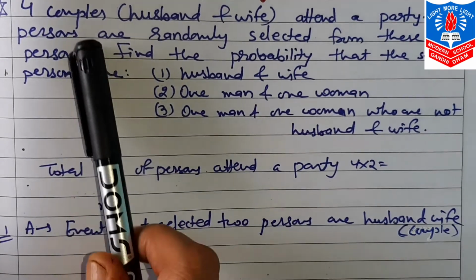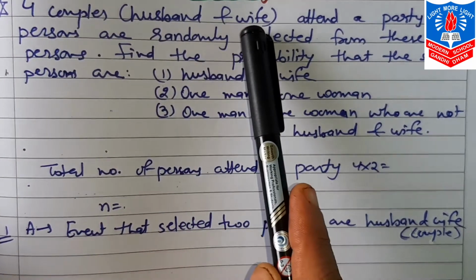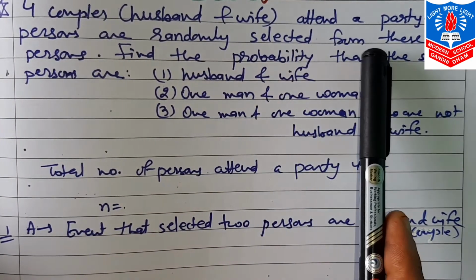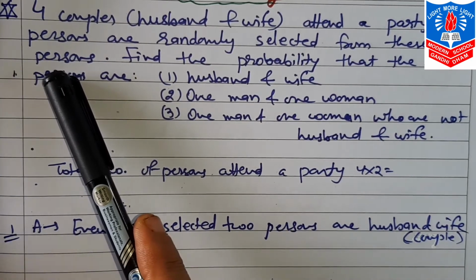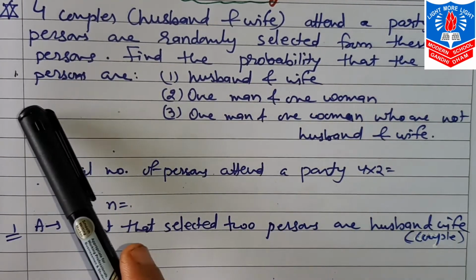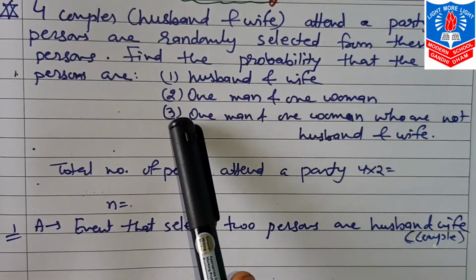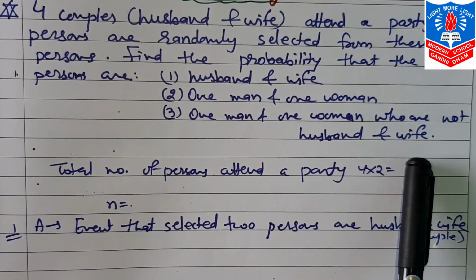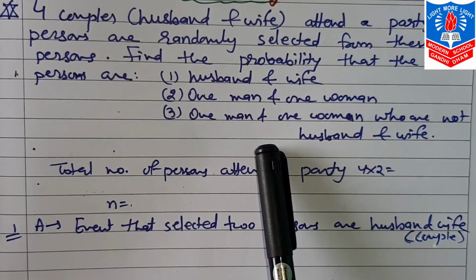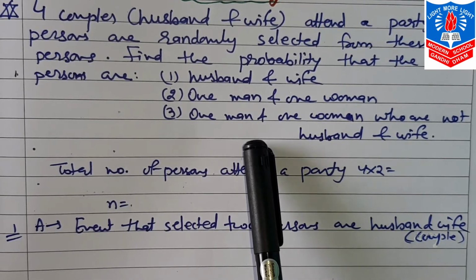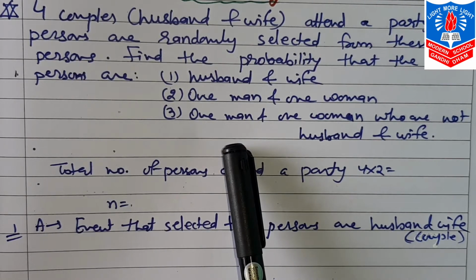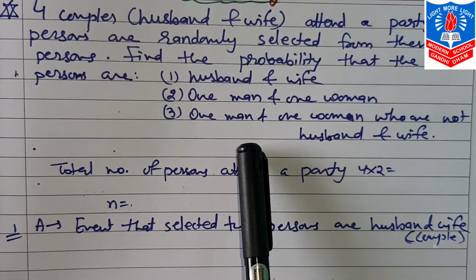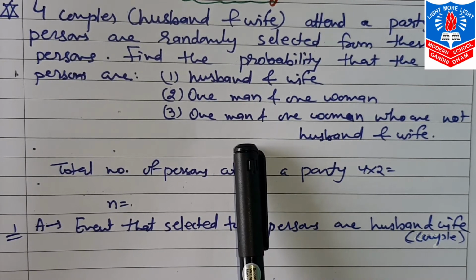Next question. 4 couples, in brackets it is mentioned husband and wife, attend a party. 2 persons are randomly selected from these 8 persons. Find the probability that the selected persons are: first, husband and wife; second, 1 man and 1 woman; and third, 1 man and 1 woman who are not husband and wife. Now this question is very important from the board point of view. The same question is asked many times in the board, so try to understand properly and solve it.